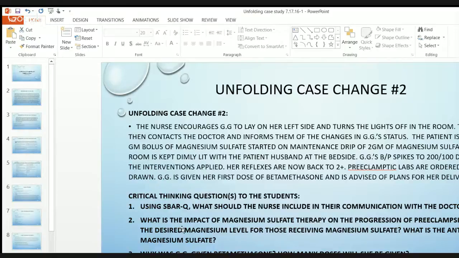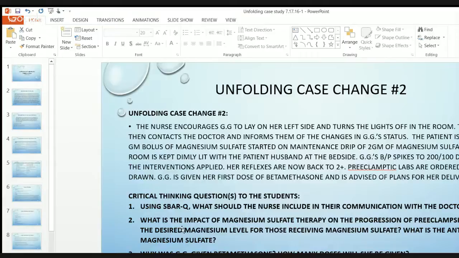Our new critical thinking questions to our students are: using SBAR-Q, what should the nurse include in the communication with the doctor? What is the impact of magnesium sulfate therapy on the progression of preeclampsia? What is the desired magnesium level for those receiving magnesium sulfate? What is the antidote for magnesium sulfate? And why was Gigi given betamethasone, and how many doses will she be given?